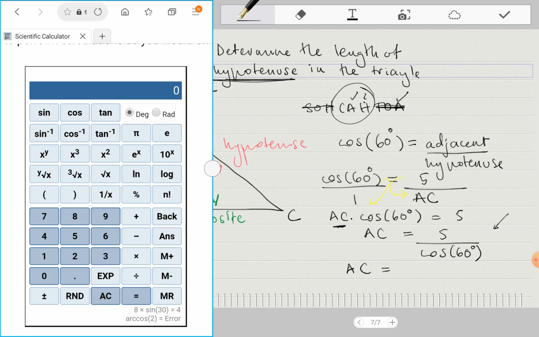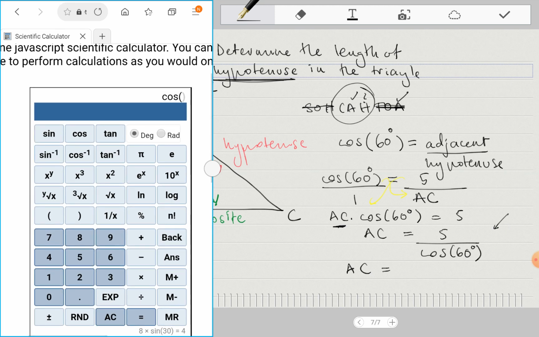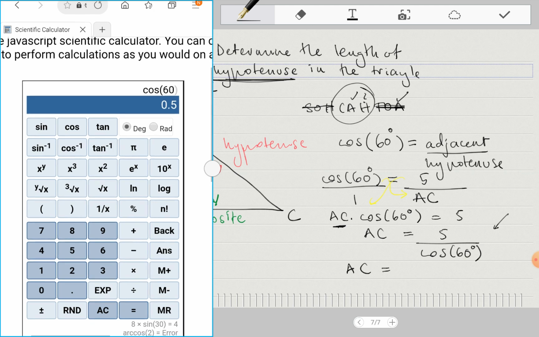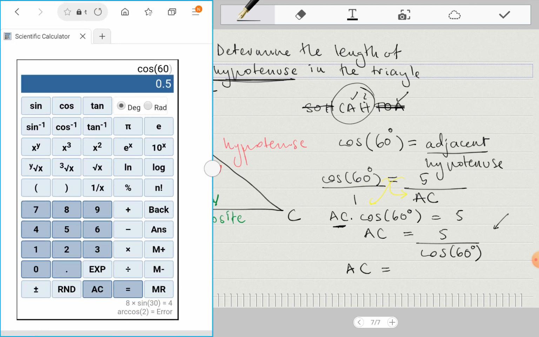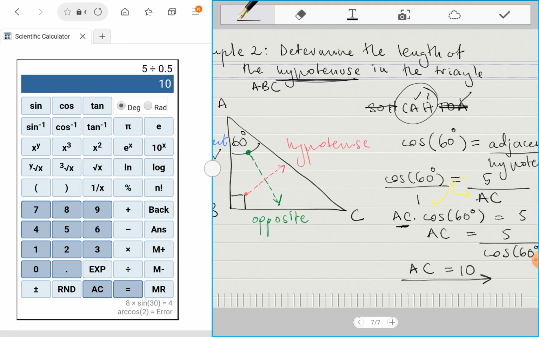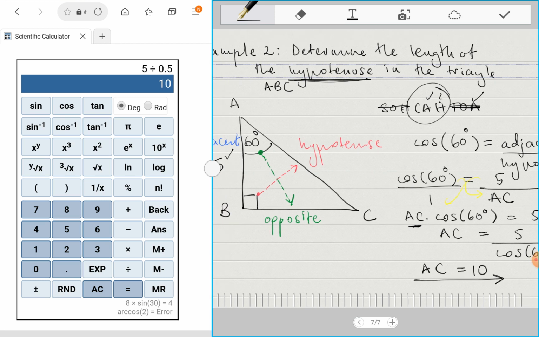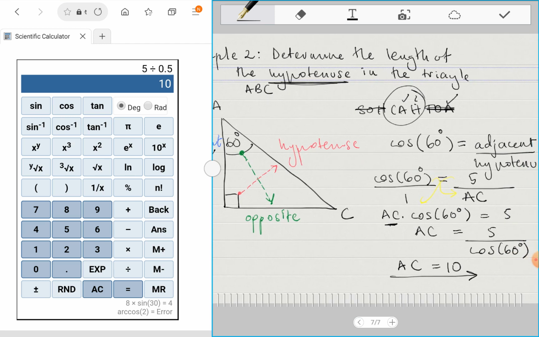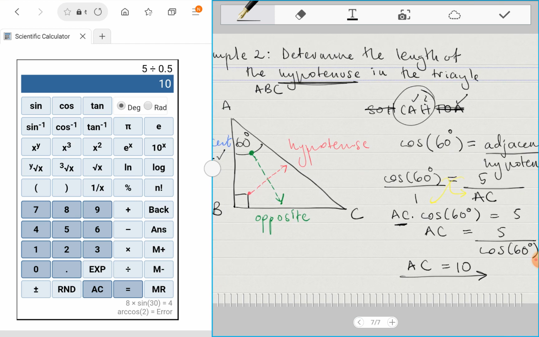Okay, so clear it. Let's first find out what's cos of 60. I think that helps. Okay, so cos of 60 would give us 0.5. Okay, so that's roughly half. Okay, so if we clear that, all right, and we say 5 divided by 0.5, that will give us 10. Okay, so AC, which is your hypotenuse right here, would be 10 units in length. Okay, that's how you determine the side AC.